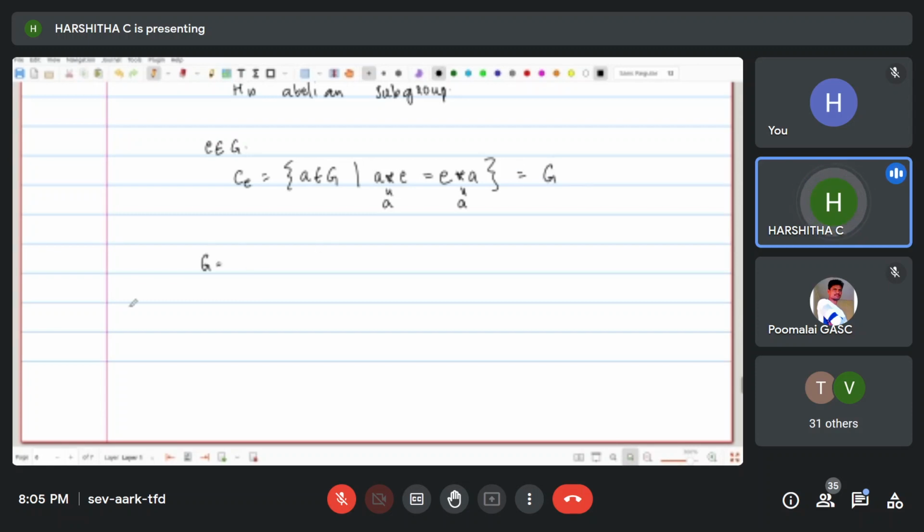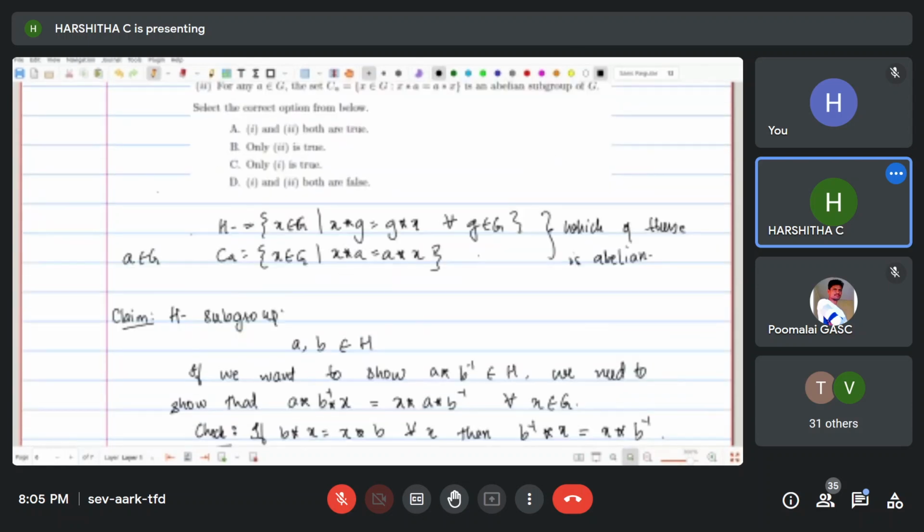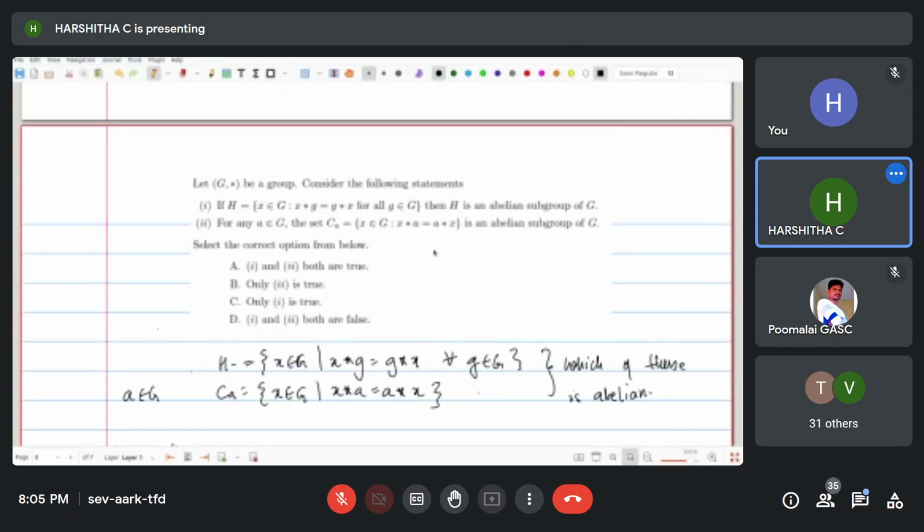So if you start with a non-abelian group, the centralizer of the identity, which is the whole group, is not abelian, right? So in general, the centralizers need not be abelian subgroups. Is that okay? Any questions or anything you want me to do?